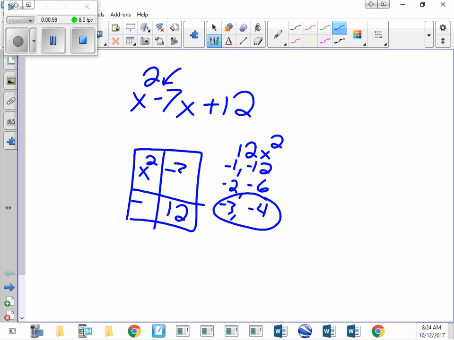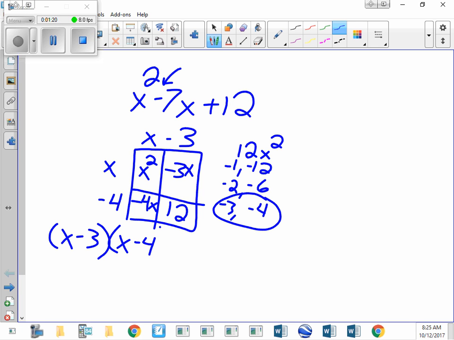I put in a negative 3x and a negative 4x, and then I look at the top row. What does the top row share? An x. And if I take an x out, I'm left with x minus 3. Then if I take an x out of the bottom left box, I get a negative 4. So my factors are x minus 3 and x minus 4. And if the problem just wants you to factor, then you're done.